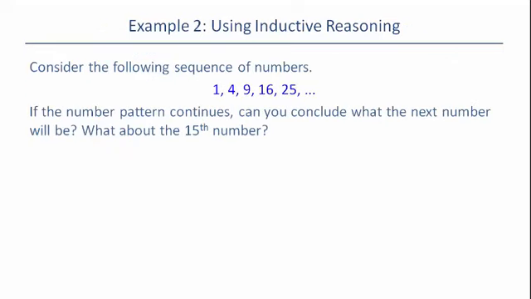All right, here's another one. Consider the following sequence. If the pattern continues, can you conclude what the next number will be, and can you figure out what the 15th number will be? You have to look at that and figure out, is there a pattern? Your first instinct might be, okay, the first one goes up by 3, and then the next one goes up by 5, and then the next one goes up by 7, and then up by 9: 3, 5, 7, 9. So maybe the next one will go up by 11, right? If it goes up by 11, then the next number should be 36.